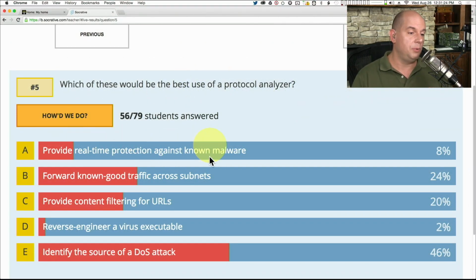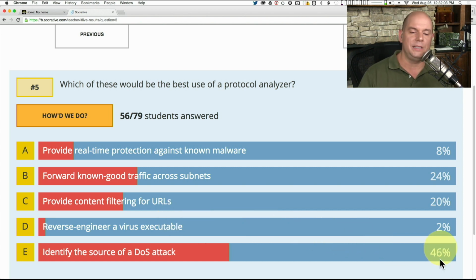Would this provide us real-time protection against known malware? Packet analyzers capture information and display information, but they don't stop or restrict the flow of data across the network. It would not forward any known good traffic across subnets. It's not a router. That's what a router does. It does not provide content filtering for URLs. Content filtering means we're going to actively filter out data, and as I mentioned, a protocol analyzer doesn't filter anything. It simply looks at the information going by. Reverse engineering a virus executable would be very difficult to do with a protocol analyzer. You need some way to decompile and step through the machine code if you want to be able to do that.